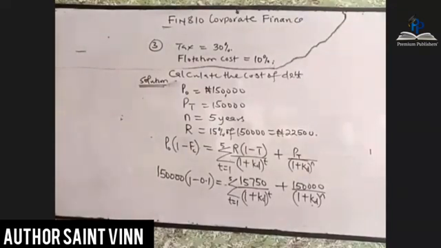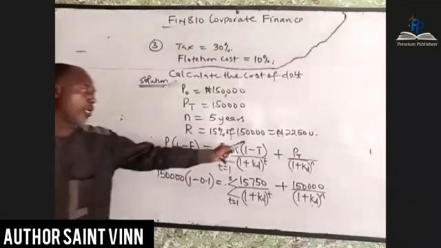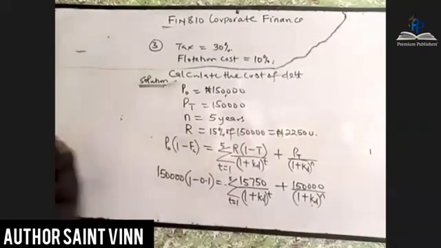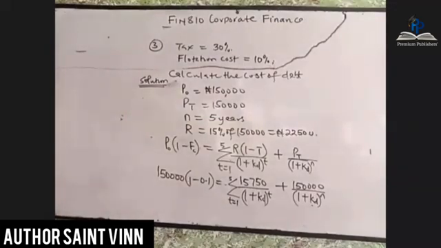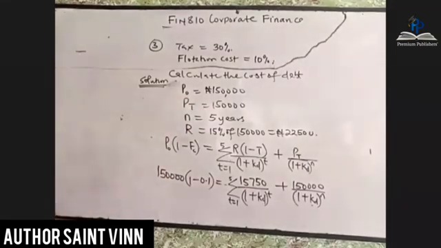Any questions? Remember, the flotation cost affects only the current market price of the debt. We know tax already. The last one did not affect anything. Any questions? You can complete the rest. P0 is the current market price. PT is the face value of the debt, or face value of the debenture. It's the same. But when you know the market price of a particular debt, that's also the face value. Just like your currency, the face value is what is written on top.